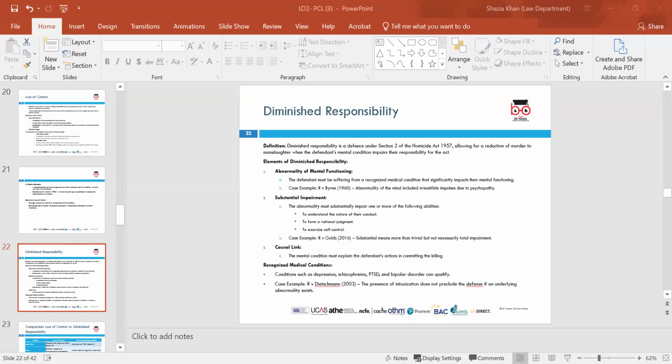In this case, a man killed his friend while drunk and was suffering from depression following the death of a close family member. The jury was asked by the judge to consider whether the defendant would have killed his friend if he had not been drunk, and whether he was under diminished responsibility. A murder conviction against Dietschmann was quashed and replaced by a conviction of manslaughter.